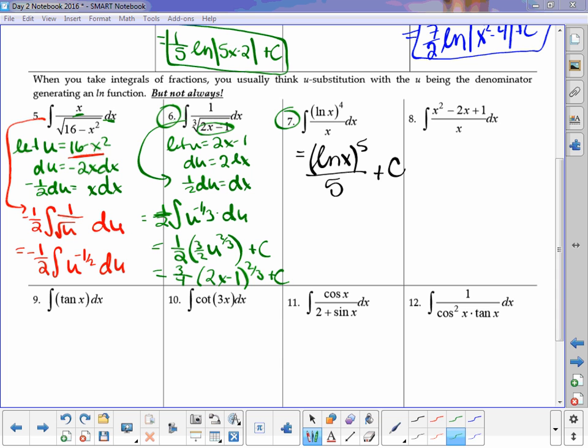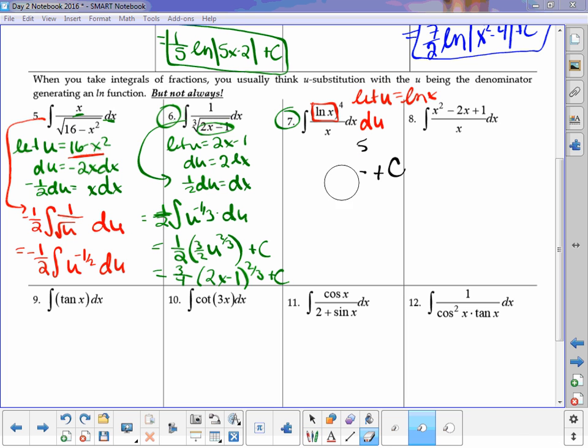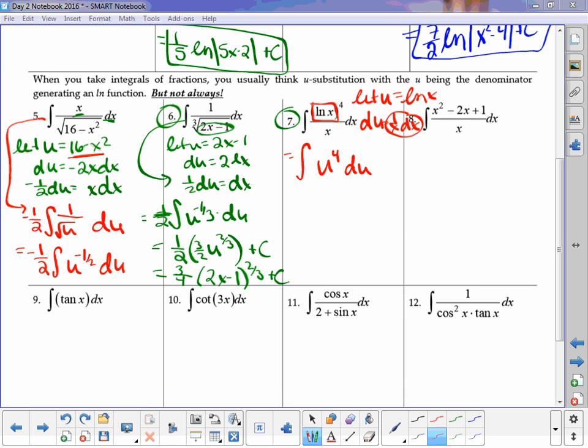So let's take a look at 7 here. What was my inside function? Yeah, natural log of x was my inside function. So we let u be natural log of x. So then what is du? 1 over x dx. Do I see this represented over here? Yeah, 1 over x dx. So this is simply the integral of u to the 4th, 1 over x dx, which is du. Questions there?